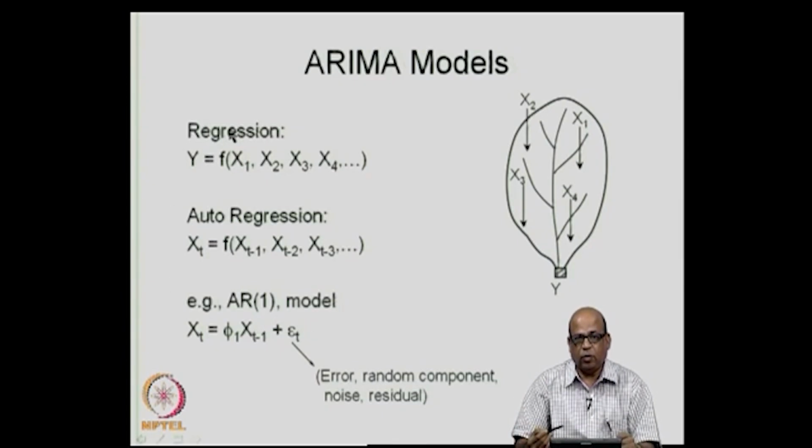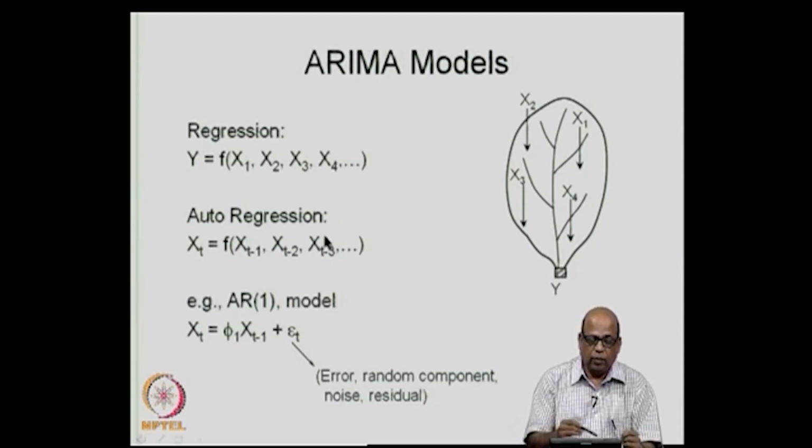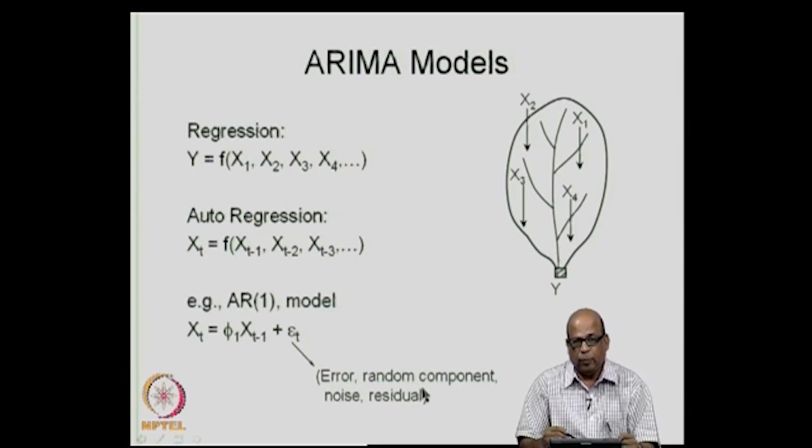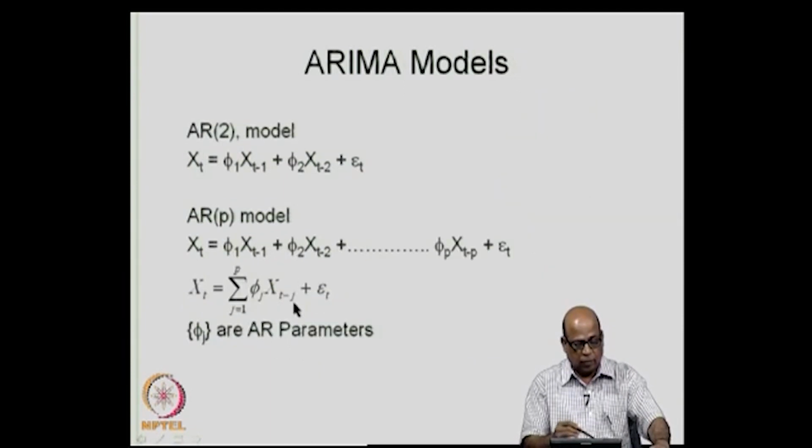In simple linear regression, what did we write? Y is equal to a x plus b. Similar way we are writing x t is equal to phi 1 x t minus 1 plus epsilon t. This is a simple AR1 model.